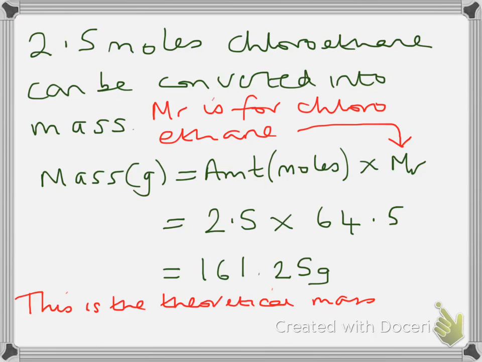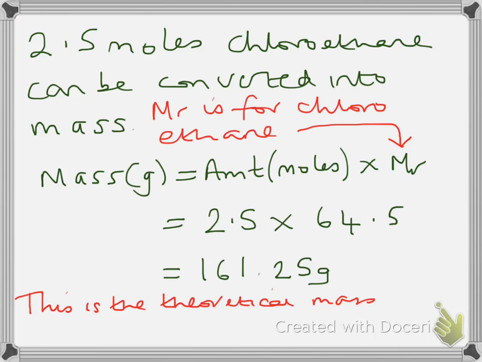Now we know the product is 2.5 moles of chloroethane, and this can be converted into a mass by rearranging the first equation. So we now know that mass in grams equals amount in moles multiplied by the Mr. Just remember that the Mr is for the product now, which is chloroethane. Don't use the same Mr as you did before. That would be 2.5 moles of chloroethane times 64.5 for the Mr equals 161.25 grams. This is the theoretical mass.